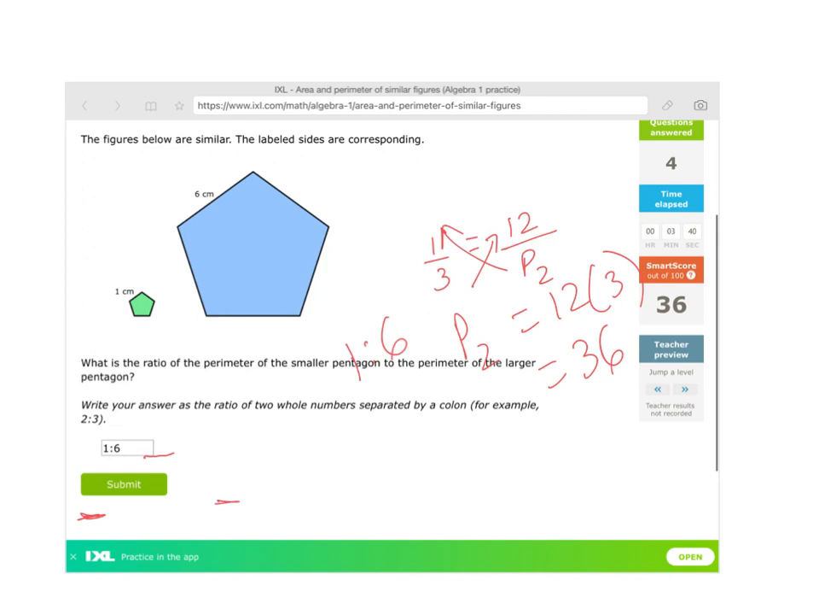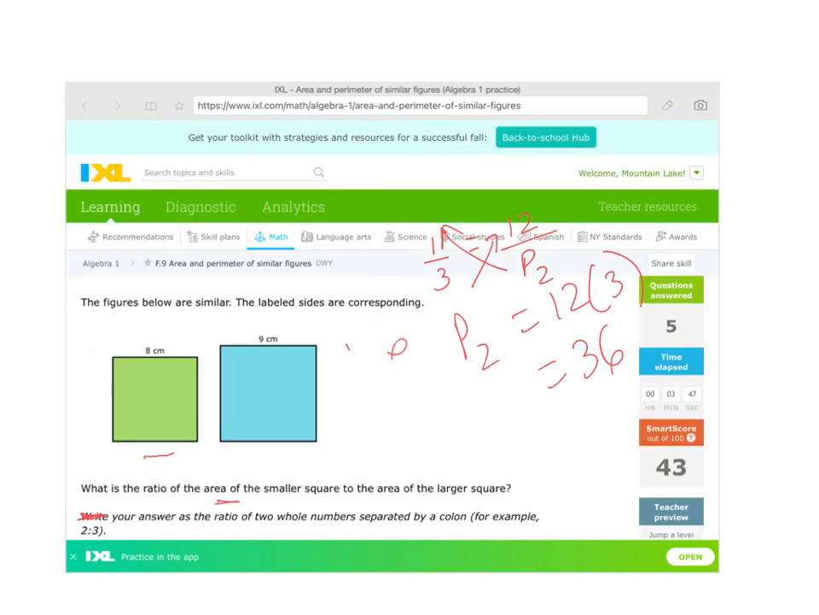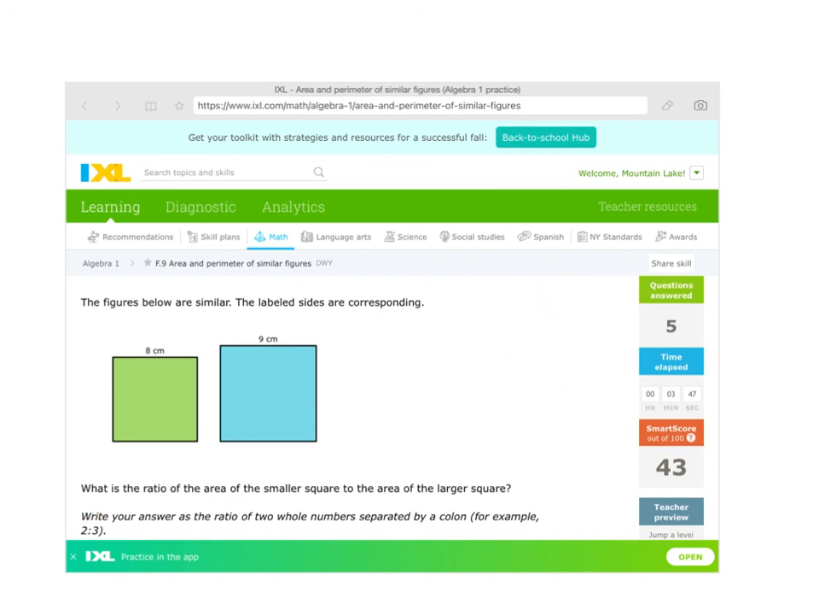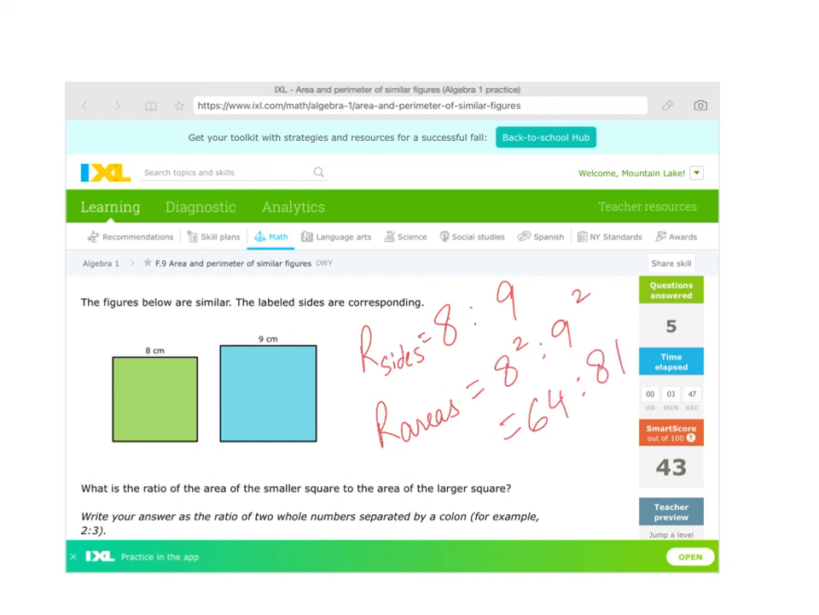Now, ratio of areas, how would you write that? We take our corresponding side ratio and we square it. So let's write it that way. What is our corresponding side ratio? 8:9. So these are the ratio of the sides. So the ratio of the areas will be 8 squared is to 9 squared. 64 is to 81. So let's plug that in.